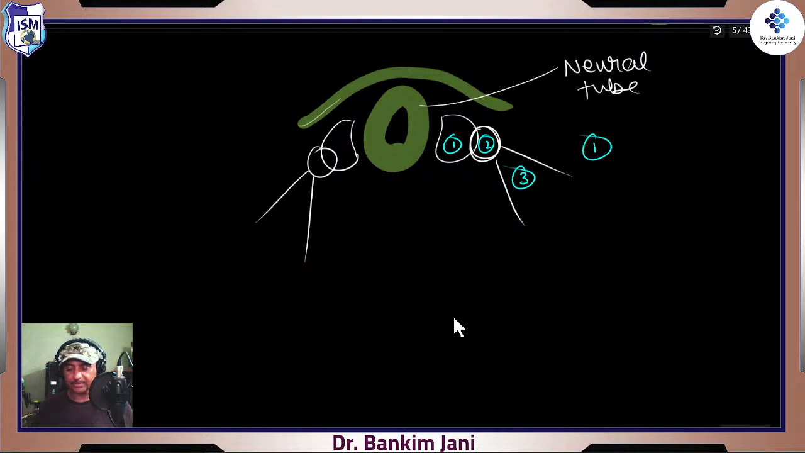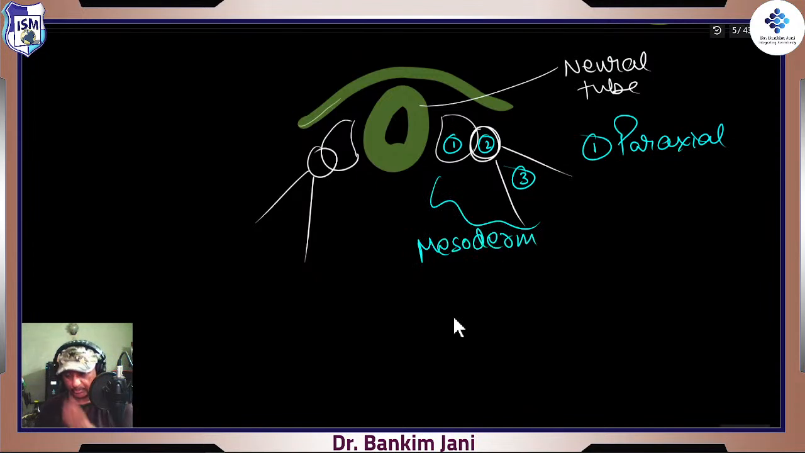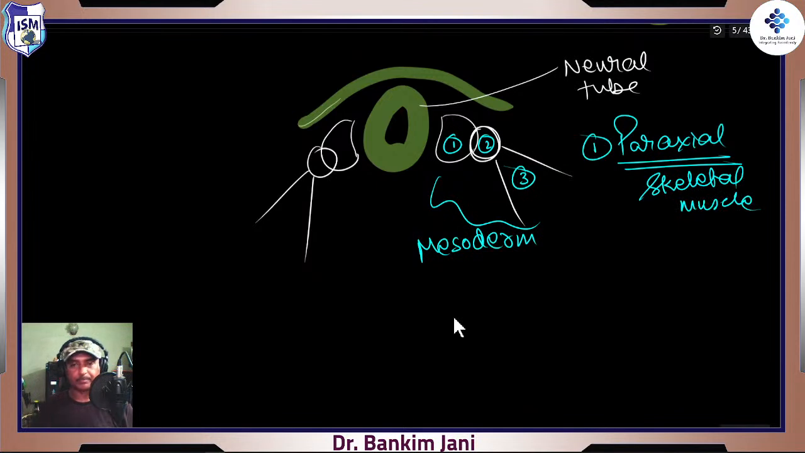What is one? One is absolutely on the medial side. So this is called the paraxial mesoderm. All are mesoderm, so I'm not writing mesoderm again and again. Paraxial will lead to formation of all the skeletal muscles. So skeletal muscles, that thing is done.